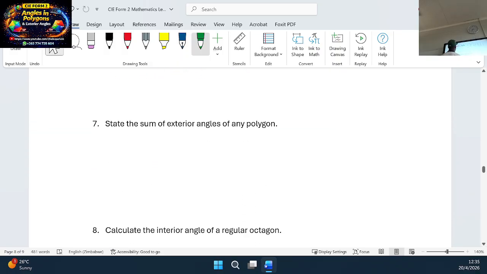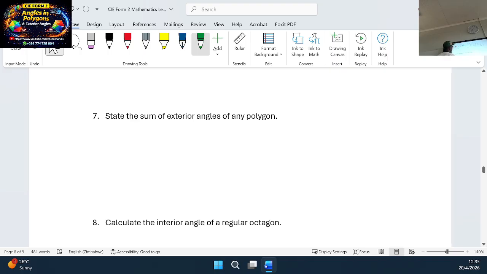Then moving to number 7, state the sum of exterior angles of any polygon. Well, the sum is constant, it is always 360 degrees.